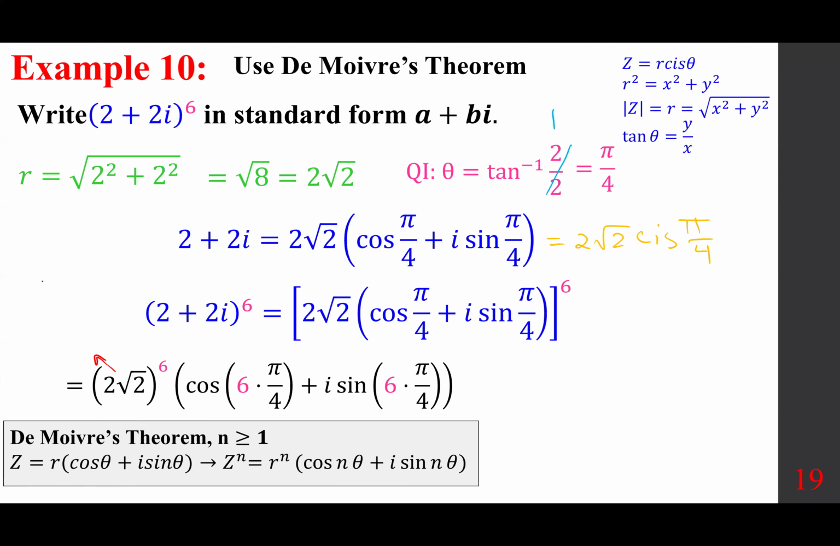This gives us 2 to the power of 6 times, now square root of 2 to the power of 6 means 2 cubed. Square root of 2 to the power of 6 is the same as 2 cubed. So we have 64 times 8, which is 512.